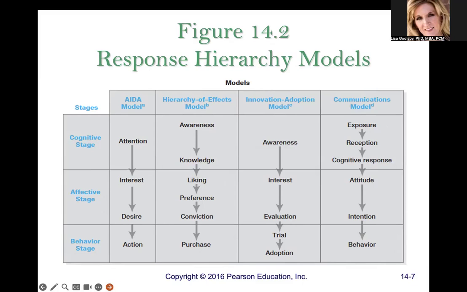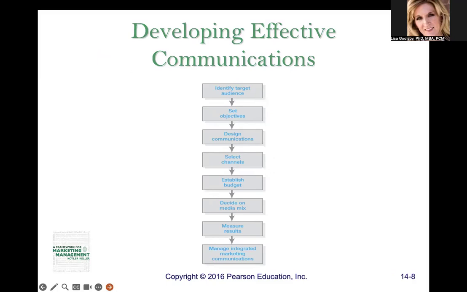So lots of different things can take place at each of these stages, but you've got to think about how you put your messaging together in order to get their attention, take them down into the step of getting interest in the product, having the desire, and then taking that action. A couple of things, and here's another sort of flow chart that we have to developing effective communication. Things that we need to do as marketers in order to make our communication with our consumer the most effective we possibly can.